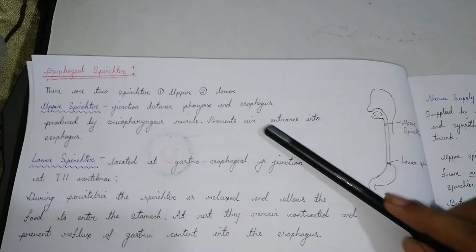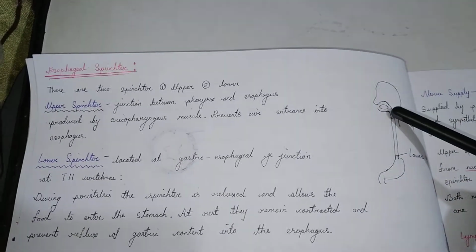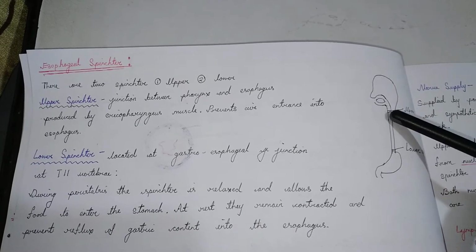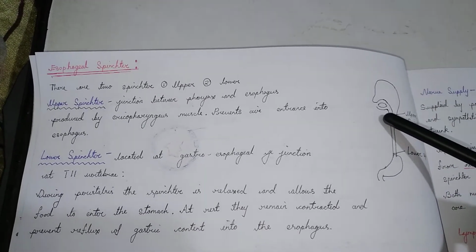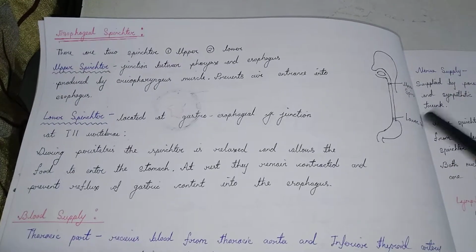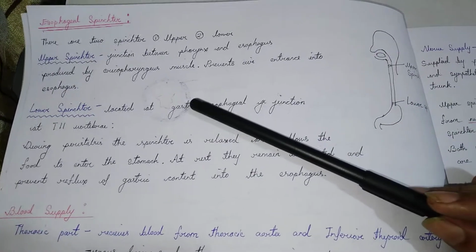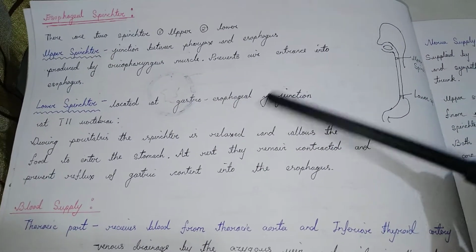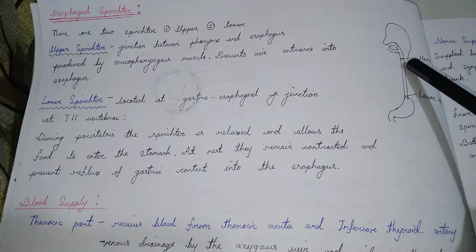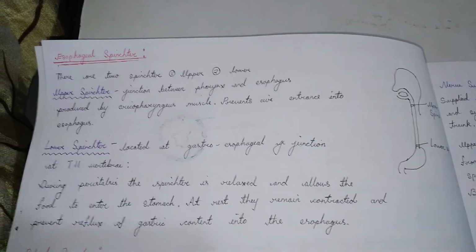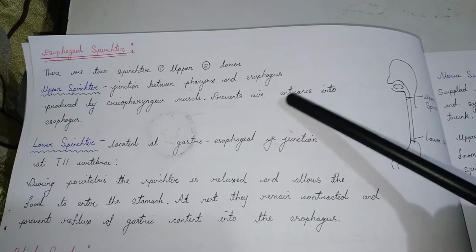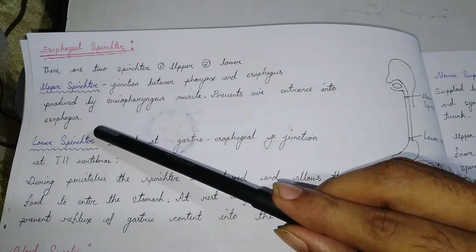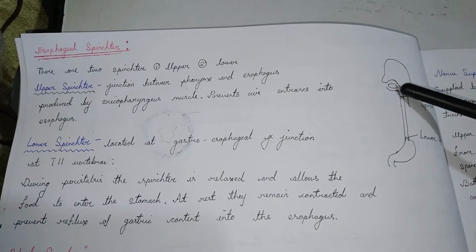The upper sphincter is present between the pharynx and the esophagus, somewhere in this part. The upper esophageal sphincter is made up of the cricopharyngeus muscle, and the main function of the cricopharyngeus muscle is to prevent the entry of air into the esophagus.